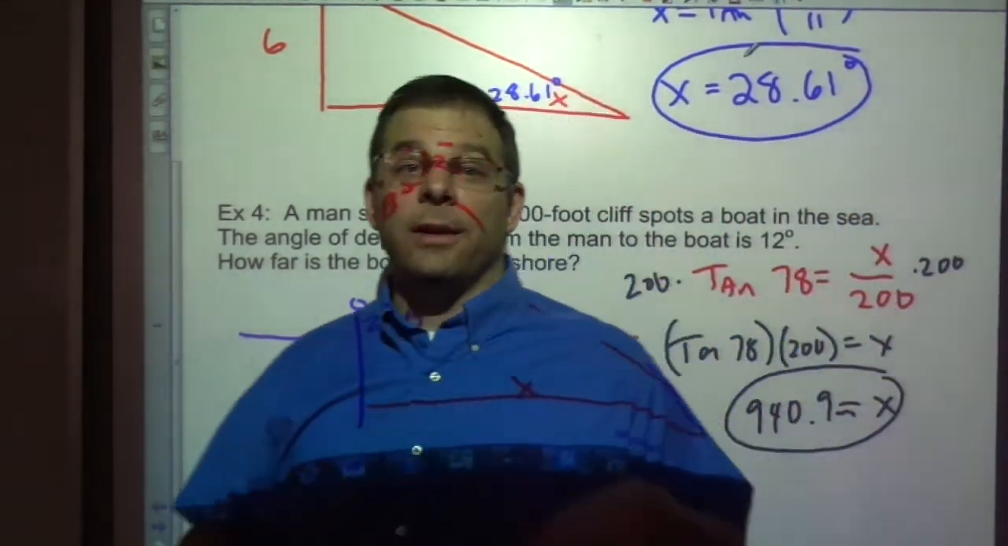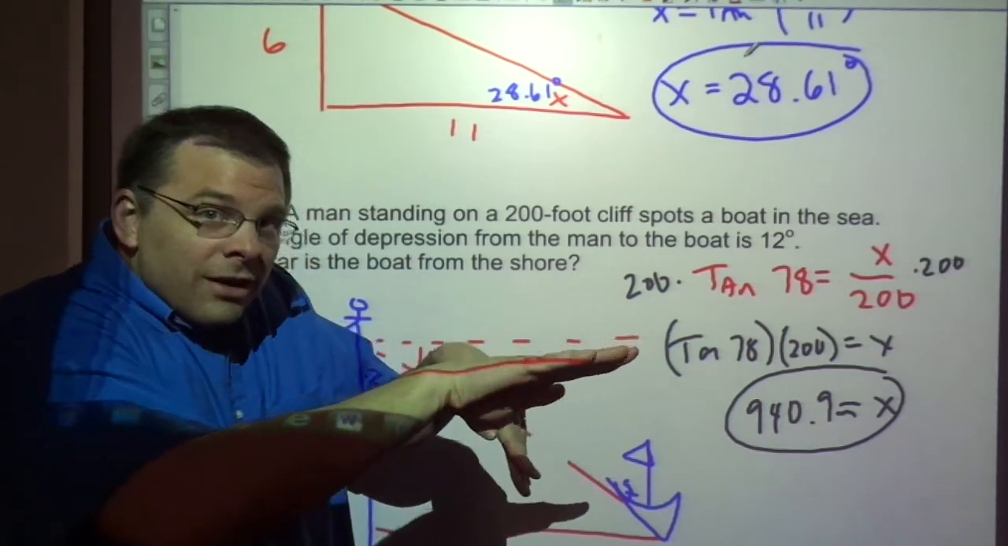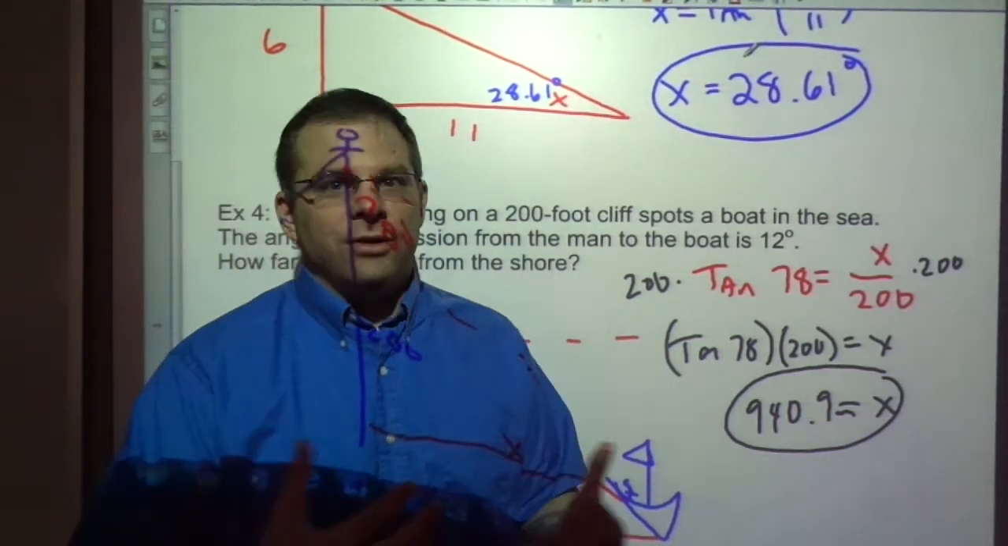Okay, so this is the way you set up. The pictures are very important. Angle of elevation, angle of depression. Draw them out and label your sides and use trigonometry.